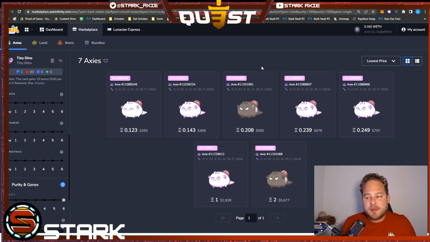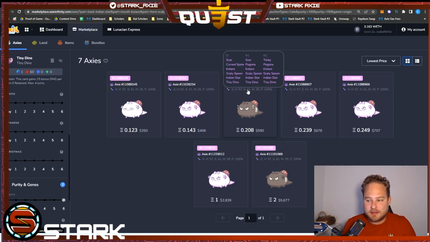Mistake number 2 may be a controversial one, but here it is. Buying printer Axies. Now, for those of you who are not familiar with the term, a printer Axie is 100% perfect down to the R2. So why is it not the best way? Because you're still going to get very, very good babies. It's just not the most efficient way to get what you're looking for.